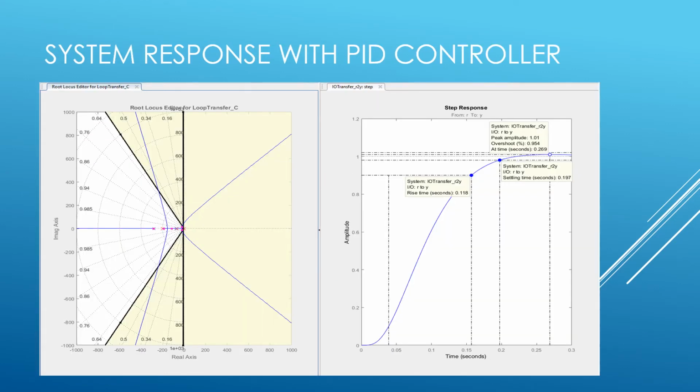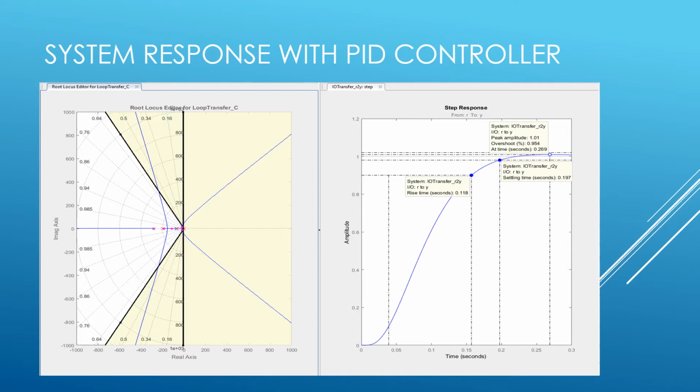This is the system response with the PID controller. This was before our PID controller was tuned. As you can see, our percent overshoot is within tolerance. Our settling time is at 0.197 with the current settings. But the response time for this system, the rise time, is at 0.118 seconds.